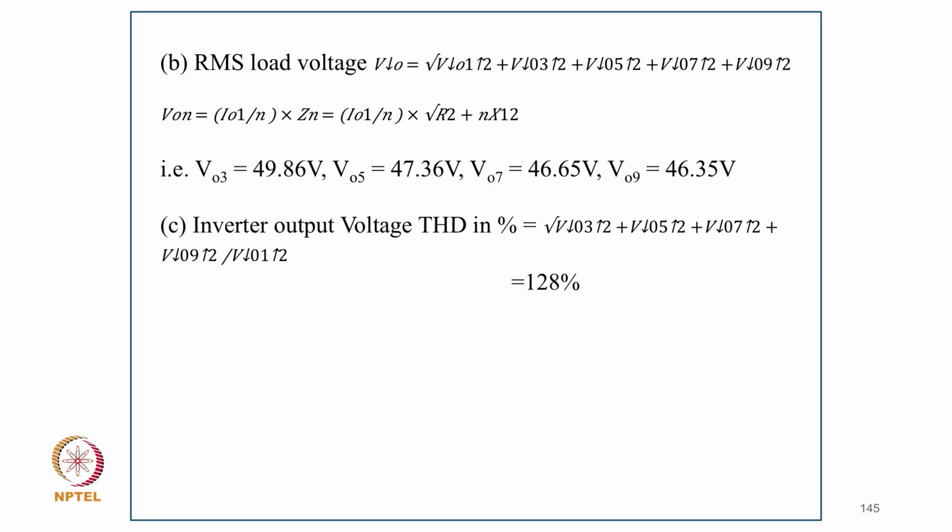So VO(n) is IO1 upon n, into Zn, that is IO1 upon n into under root R square plus (n X1) square. From this, using the formula, VO3 comes to 49.86, VO5 becomes 47.36, VO7 is 46.65, and VO9 equals 46.35. So the inverter output voltage THD is under root of VO3 square plus V5 square plus V7 square, and that becomes 128%.